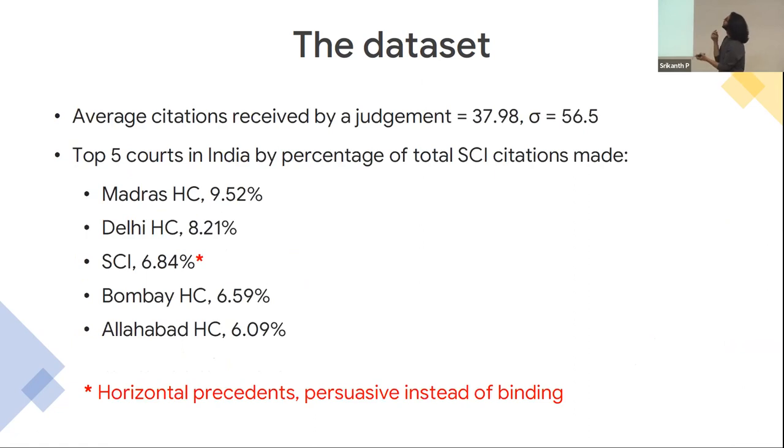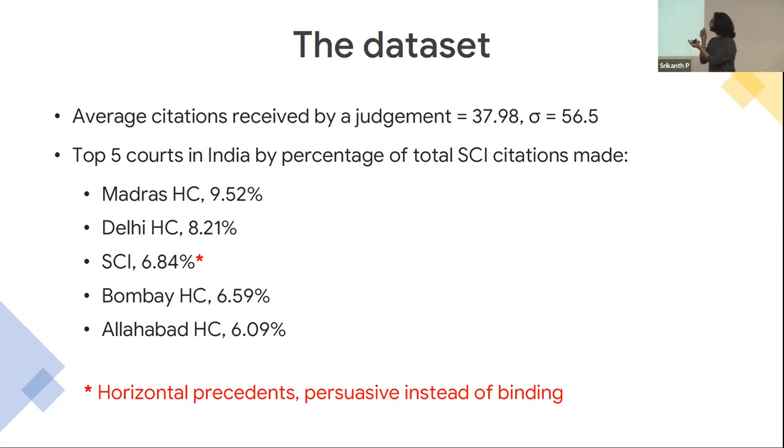If you take a cursory look at the data set itself, we'll notice that the average number of citations received by a single judgment is around 38, but there's a very high variance. Look at the standard deviation. It indicates that there are cases with a lot of citations and those with very few, and the former make up the slightly large average. And if you look at which courts make the most citations of Supreme Court cases, of course the citations can be to law and constitutional articles as well, but right now we're looking at citations of Supreme Court cases.